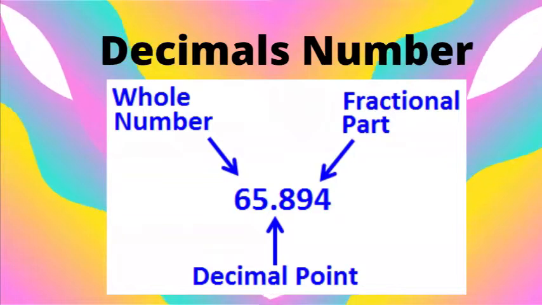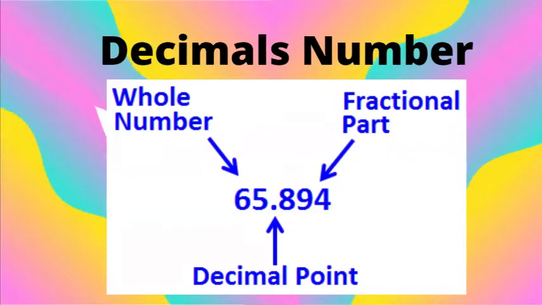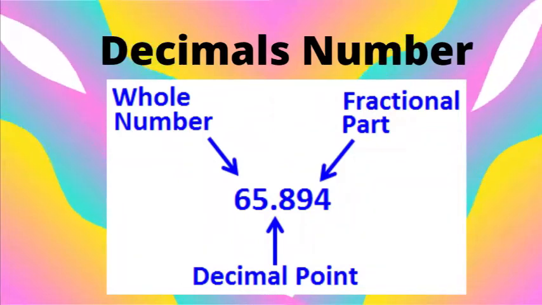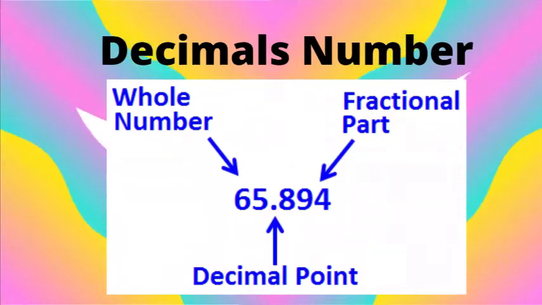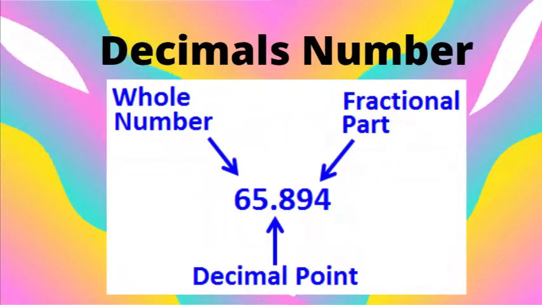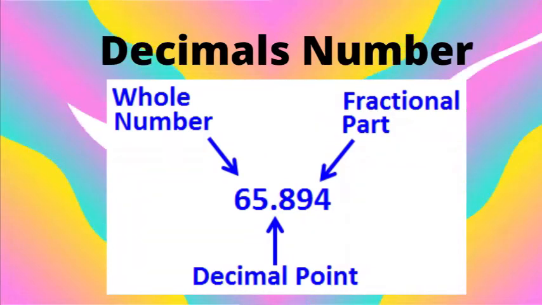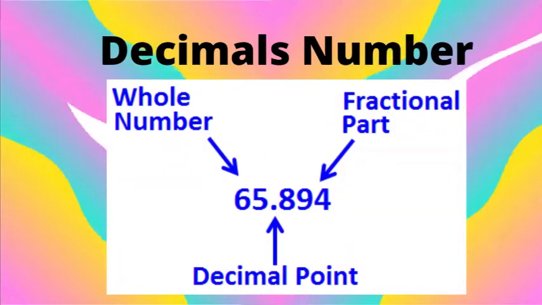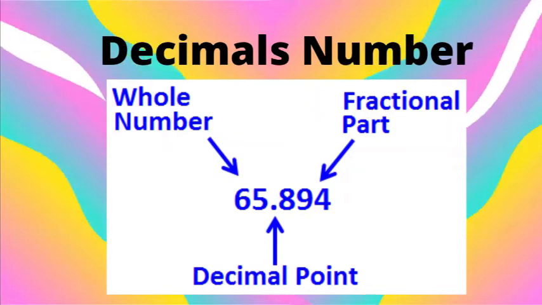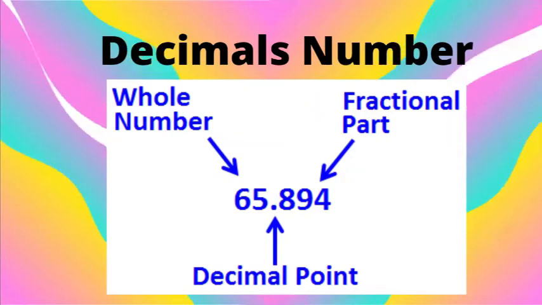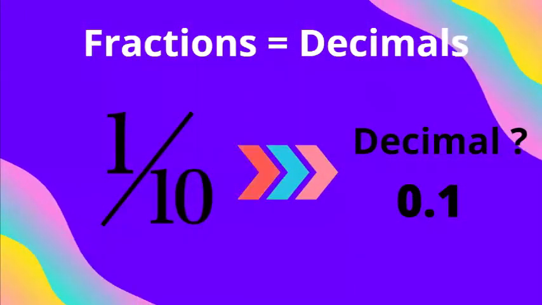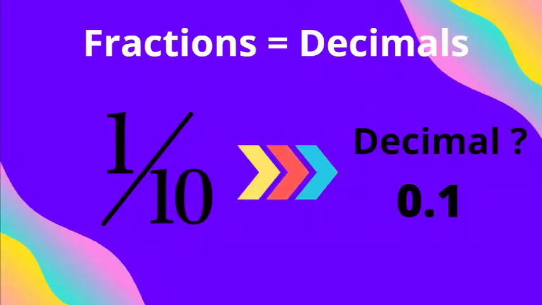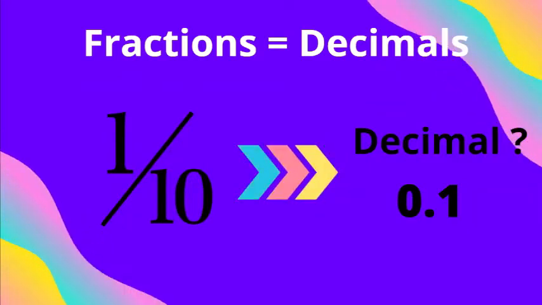Before we continue, do you still remember a decimal number? A decimal number can be defined as a number where the whole number part and the fractional part is separated by a decimal point. The dot in a decimal number is called a decimal point. The digits following the decimal point show a value smaller than 1. In this discussion, we want to see the equivalence of fractions and decimals.